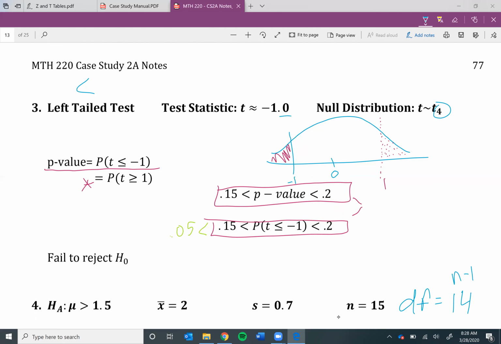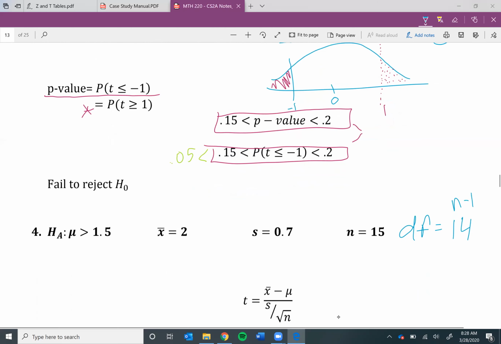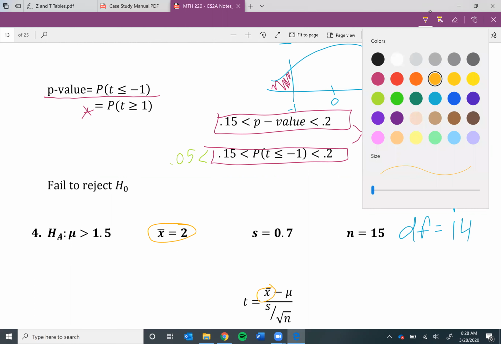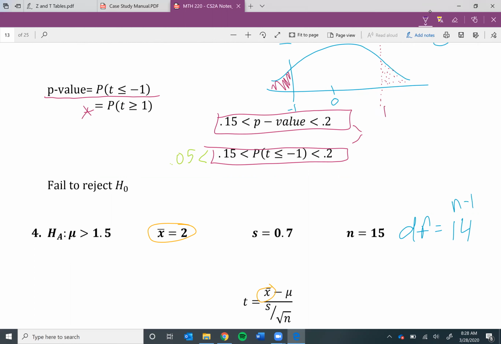But we're not quite ready to go to the T-chart yet because first we need to make a calculation. So we're practicing with our T-test statistic. For X bar, you're going to plug in X bar equals 2. For mu, you're going to plug in what you know from H0.